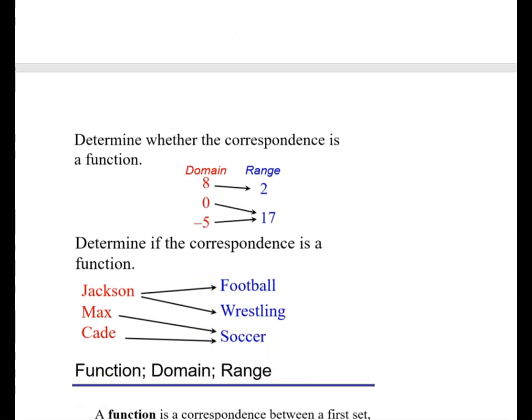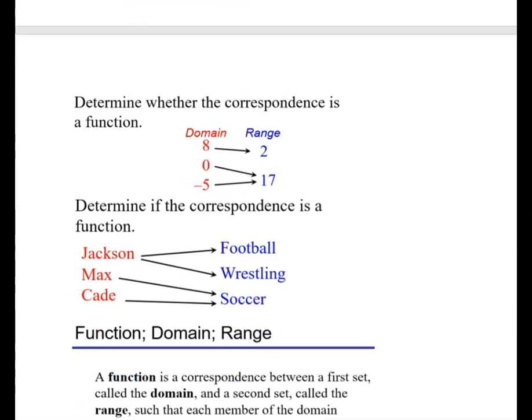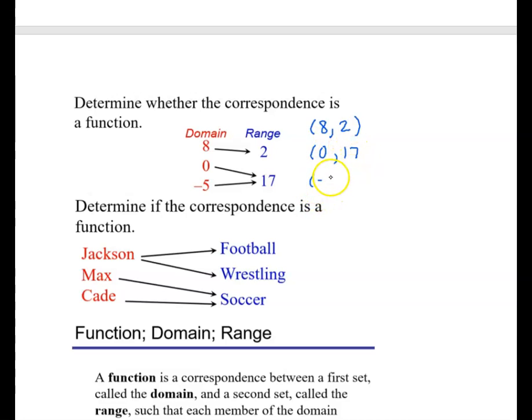Okay, so determine whether the correspondence is a function. So here's what you can recognize. If we've got 8 going to 2, that point would be (8, 2). 0 is going to 17, and -5 is going to 17. Okay, so our x's go to one value in our range.